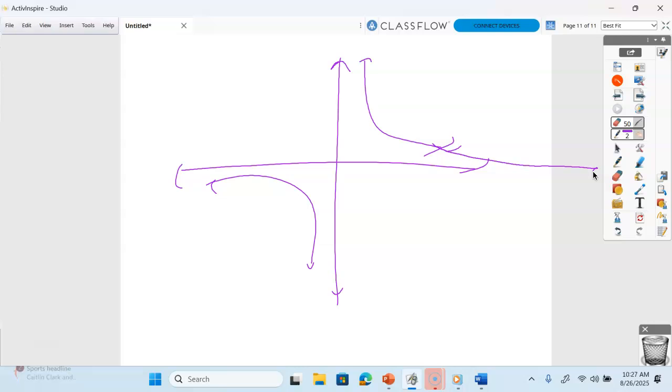As we approach -1, what are we approaching? 3. Excellent. As we're approaching -2, what are we approaching? -5. So I'm approaching 0. What am I approaching? -3. It's a hole. Doesn't matter. Don't care what's at the point. We're approaching -3 from the left and the right. I went really fast. Yeah, let's go.